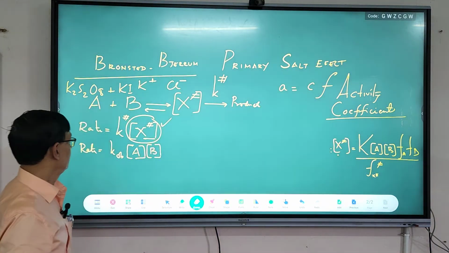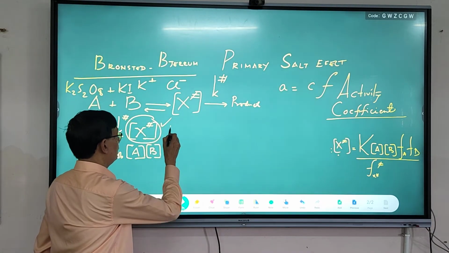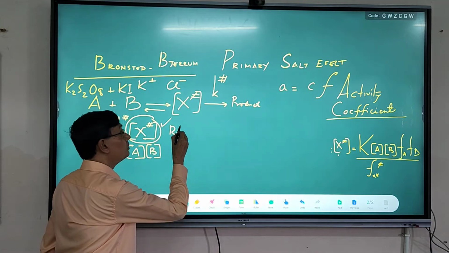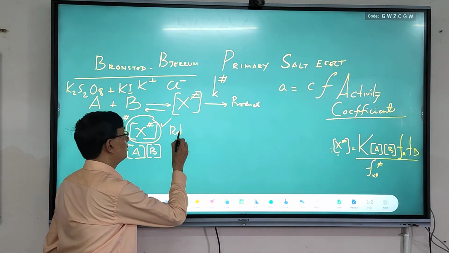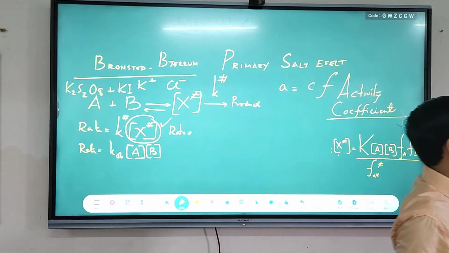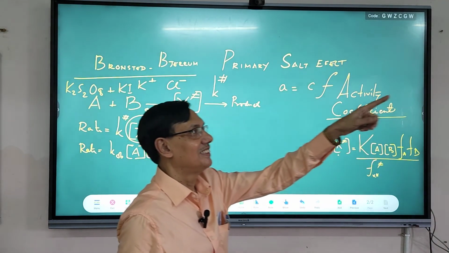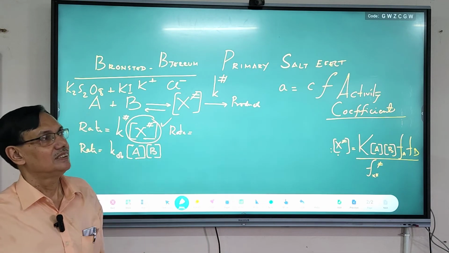So therefore, rate is equal to... I think make it air condition 22 or 25. Temperature is very high. 22, 23.